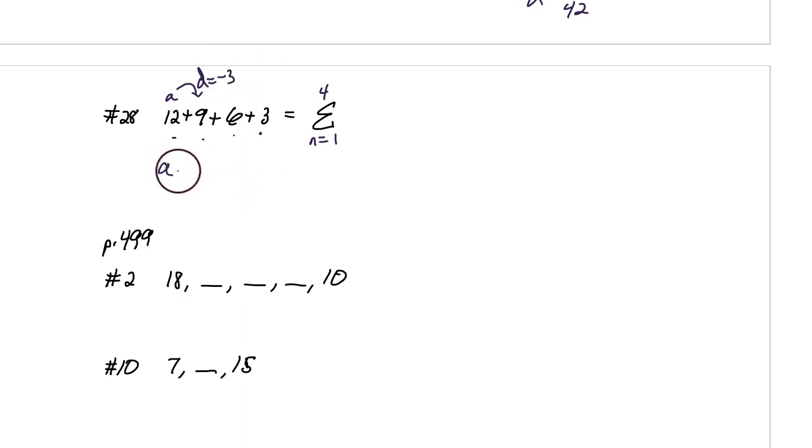So let's use our formula. A sub n equals A plus n minus 1 times D. And then simplify this expression. This is -3n plus 15. And that general equation goes on the side of the sigma notation.